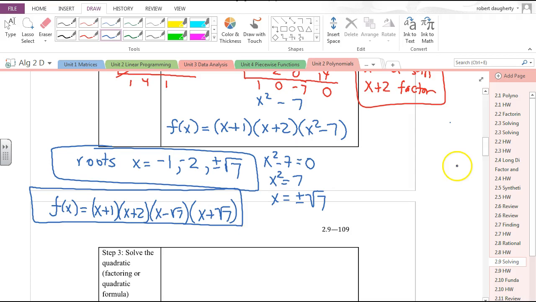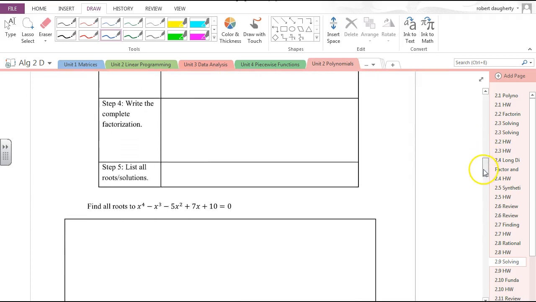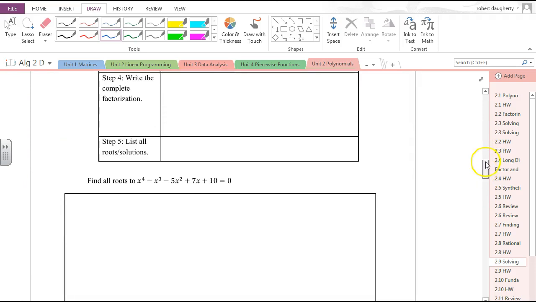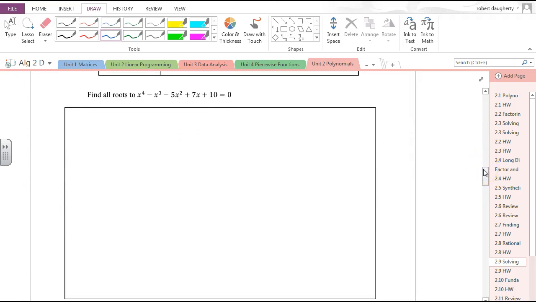So I think I took up all the space here. I had extra space that I did not take for that. So find all the roots to this next polynomial. So first thing I want to look, are there any shortcuts? What is 1 minus 1? 0. 0 minus 5? Negative 5. Negative 5 plus 7? 2. 2 plus 10? 12. So x equal 1 is not a solution, okay?